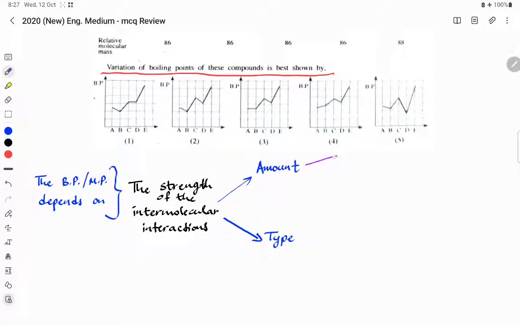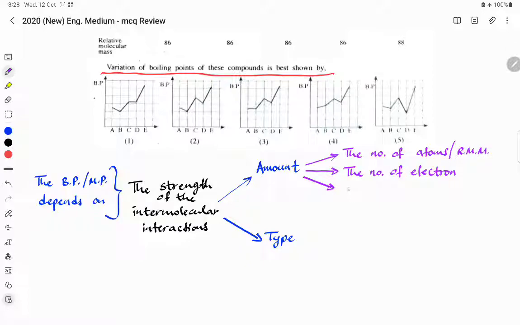First one, the number of atoms. If a compound has more atoms, it can form more interactions. Therefore, the compound will have higher boiling points and melting points. The second one, the number of electrons. If a species has more electrons, it can form more interactions. Therefore, the number of interactions will be higher, and therefore the boiling point or the melting point will be higher. Now you can put the molecular weight here. If the number of atoms is higher, the relative molecular mass is also higher.